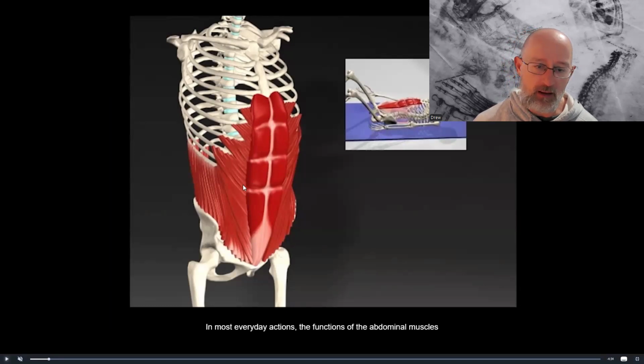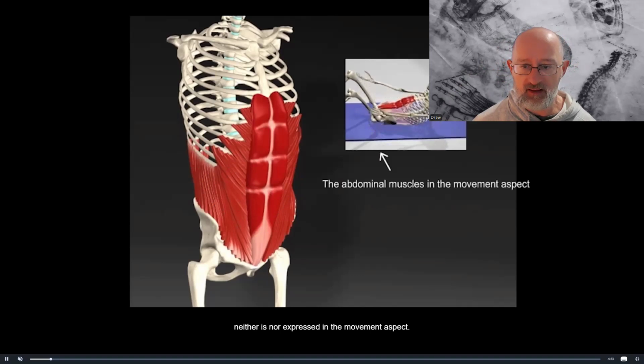Then we've got the obliques. So we've got external and internal obliques. And then not shown here is the transverse abdominis, which are typically called the core muscles. And then, of course, you've got things like the quadratus lumborum and the back extensors, which are the posterior muscles, which are super important as well.